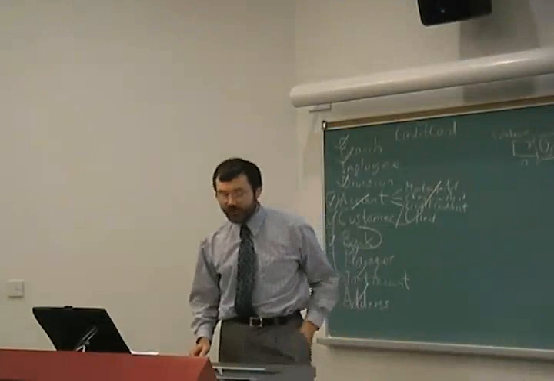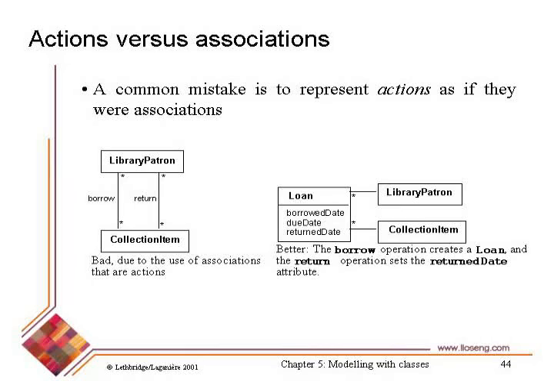Okay, slide 44 shows a very common mistake that people make between library patron and collection item in a library. Some people would read requirements that say a patron borrows books from the library and does something and then returns books to the library. The naive modeler would put in borrow and return as associations. In actual fact, these are actions. These are going to end up being operations and methods, right?